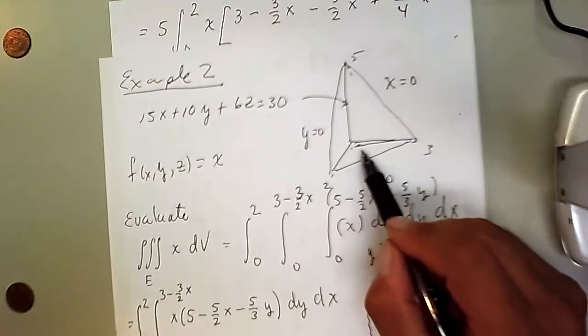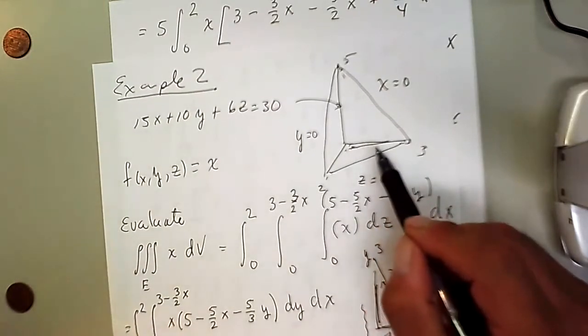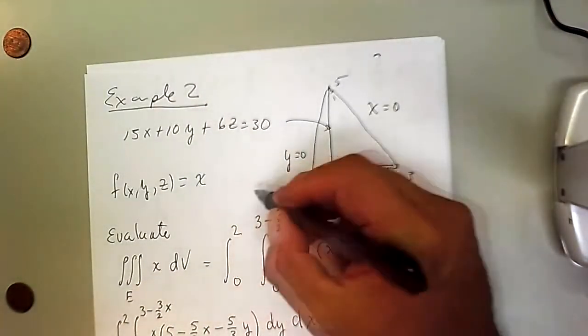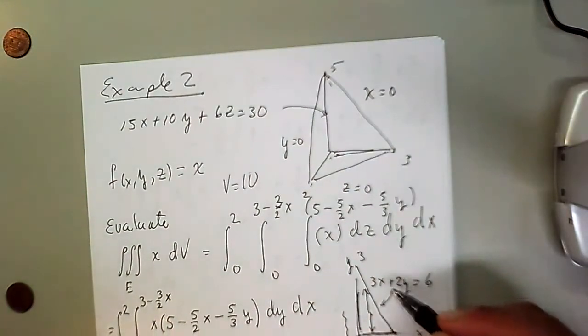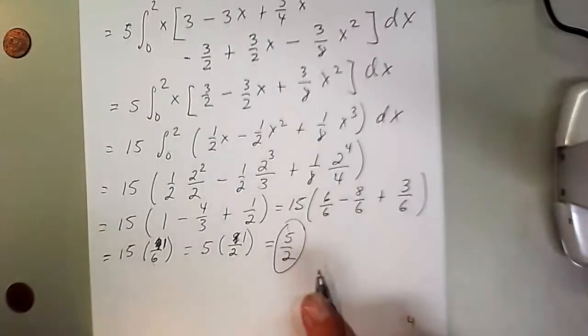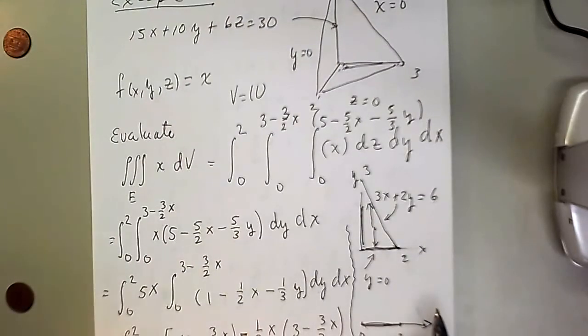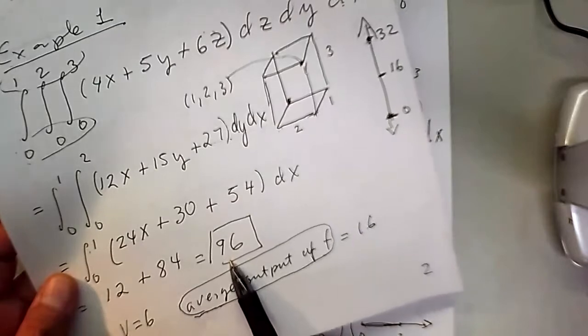Now, the volume of the tetrahedron is 10. I'll explain that in a moment. But the volume is 10. So one might ask, well, the integral is 2.5, which is a lot less than 10. You know, in example 1, we got a lot more than the volume. The volume was 6, and we got 96 for the output.